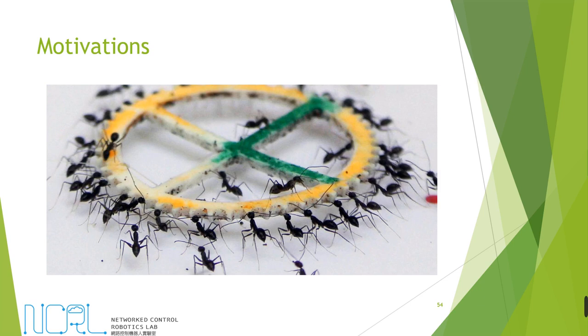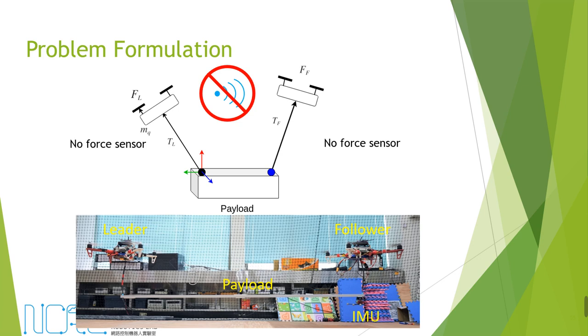So how did they do it? We also want to realize that in our drone application. So we employ two UAVs. One is the leader, which is on the left. One is the follower, but they don't communicate.